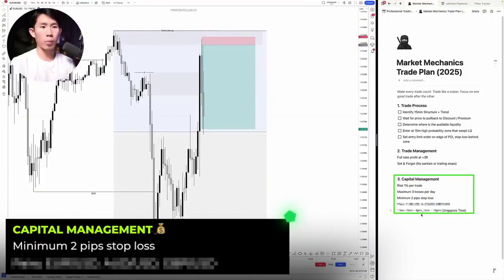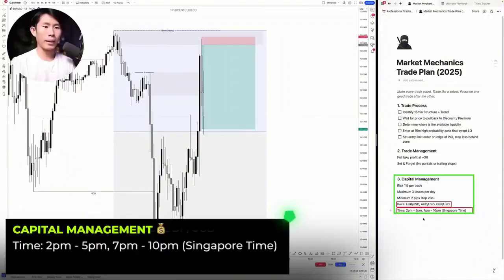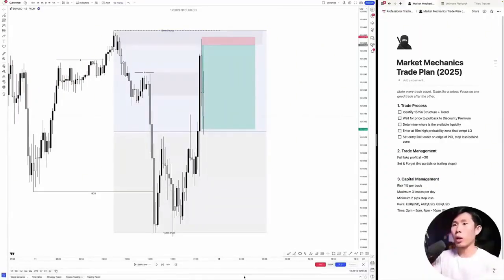And as for the pairs that I'm trading, I'm going to be trading the most commonly traded pairs, EU, AU, and GU. And then as for the time, this is in Singapore time, but this is actually the London session or the New York session itself. So if there's no opportunity in the London session, sometimes I will trade during the New York session. So yeah, that's pretty much the entire simplified mechanical trade plan.